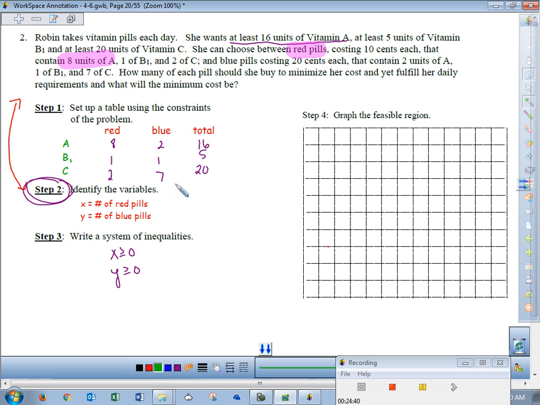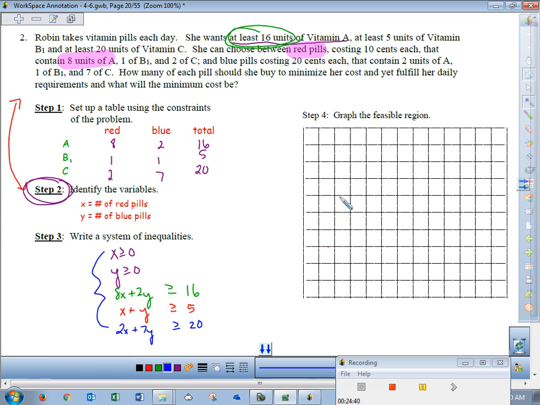So I'm going to do them in different colors again. So you've got 8x plus 2y, and then a symbol, 16. The symbol you have to figure out for yourself. She wants at least 16 units of vitamin A. And at least means you can have greater than or equal to that, because it's cool if she has more, right? Then the other inequality will be the next one, x plus y greater than or equal to 5, because she wants at least 5 units. And then the last one will be 2x plus 7y greater than or equal to 20. All of the symbols should be the same once you figure out these in the problems that we're doing, because she wants at least 20 units of that. Throw a big bracket around it also.